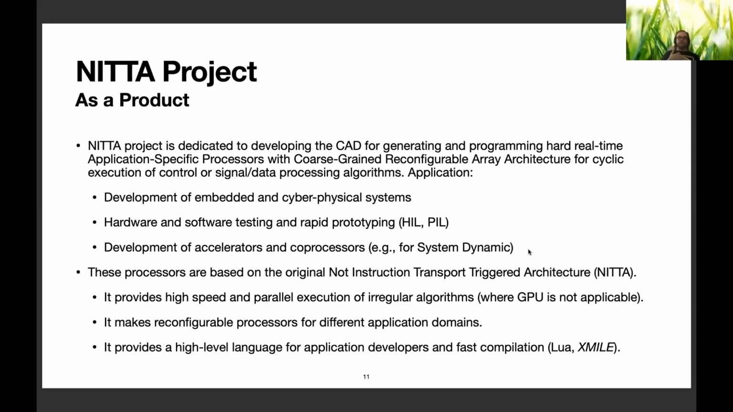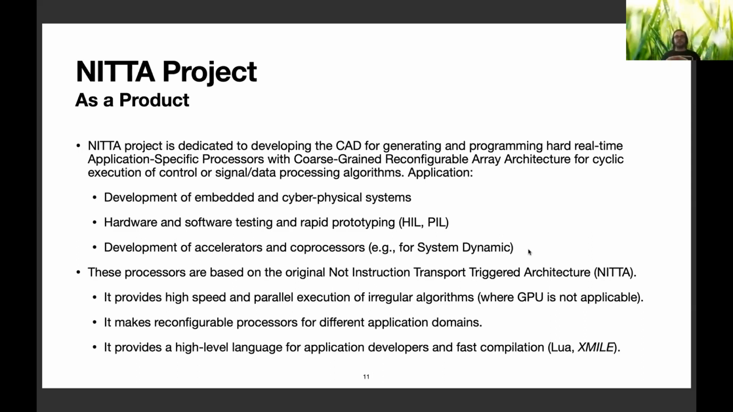And the other approach is application-specific processors or coarse-grained reconfigurable array architecture, in which we can specify what blocks form our processors, and after forming it, we can program it in a very efficient way. That allows us to develop some embedded control or cyber-physical systems. It's widely used as an approach in hardware and software testing and rapid prototyping, when we need to create very high-speed, high-performance, and highly energy-efficient solutions, and also for coprocessors and accelerators.